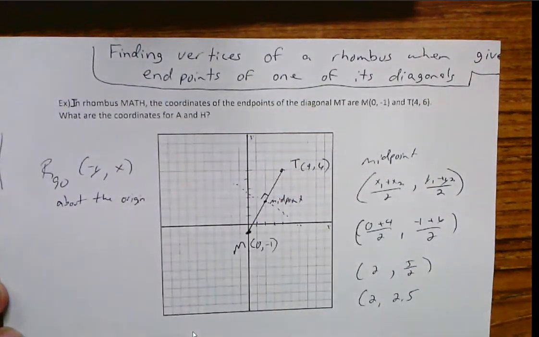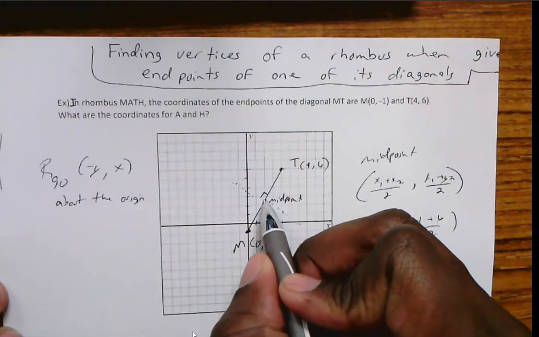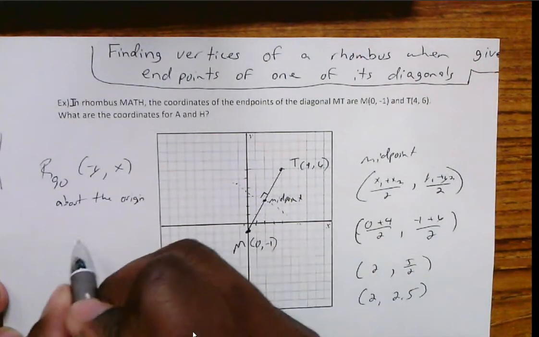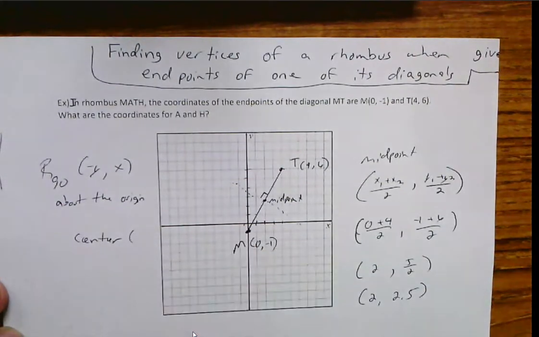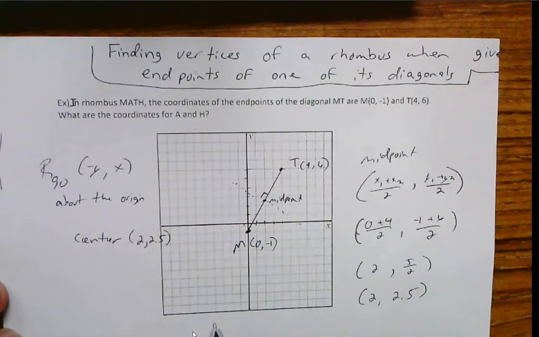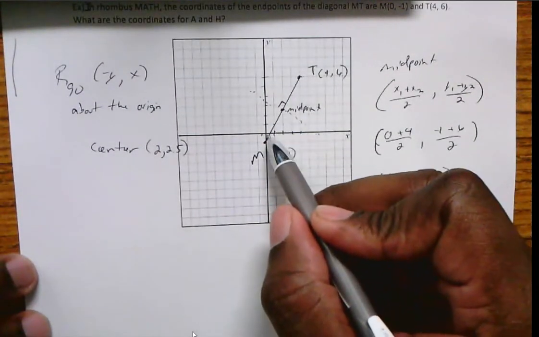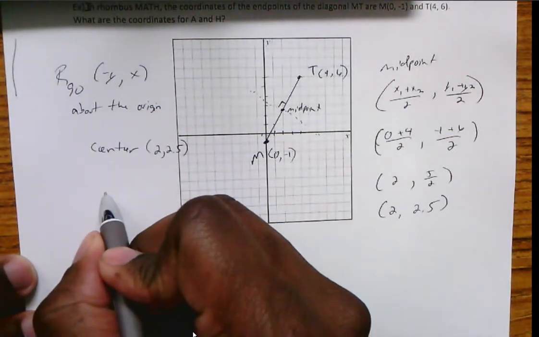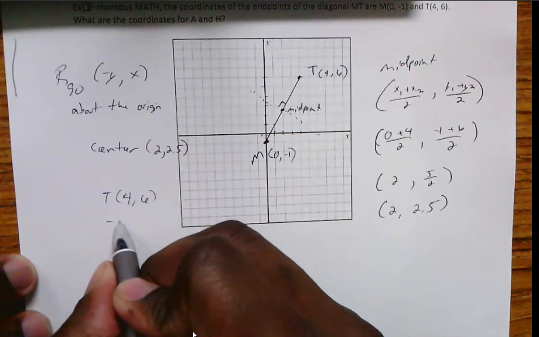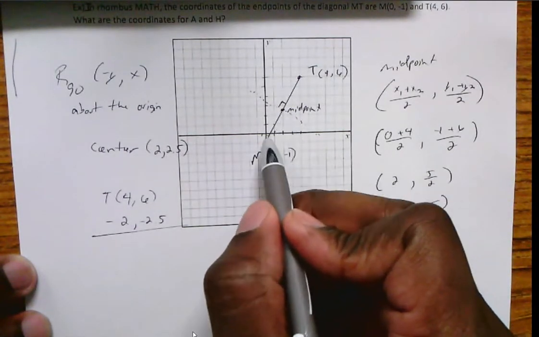Now, because this isn't centered at the origin, it's centered here, we have to rotate about that point. I need to move this point back to the origin. So I'm going to first write that coordinate. So the center is at 2, 2.5. And the process is I want to take the coordinate I have and shift it back down to the center and then rotate it. So I'm going to take the coordinate I have, which is T, which will be 4, 6. We shift it back down to the center by subtracting the center from it, subtracting the x and subtracting the y. That shifts it back to the center.